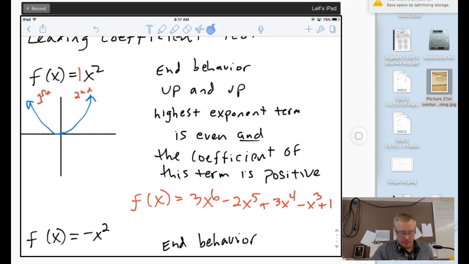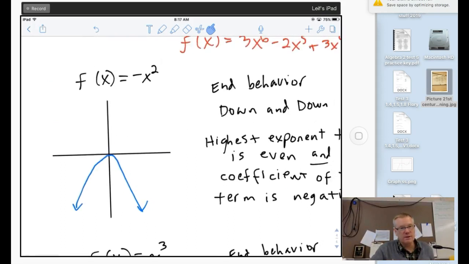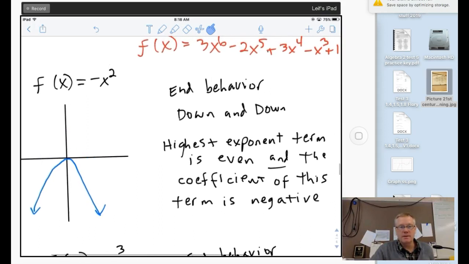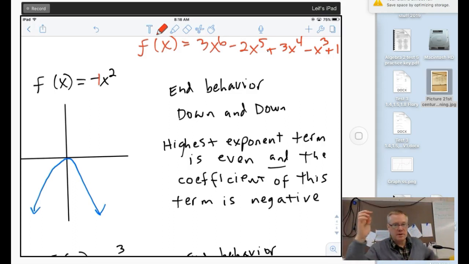Next one. If f of x equals negative x squared, end behavior is down and down. The highest exponent is even. Because you can see that not only is the exponent even, the leading coefficient is negative. There's an implied 1 in front of there, which makes it negative 1. So since it's negative, it'll be the opposite, down and down. So this will be true not only for x to the 2nd, but anything that's got x to the 4th, x to the 6th, x to the 8th, any even exponent like that.